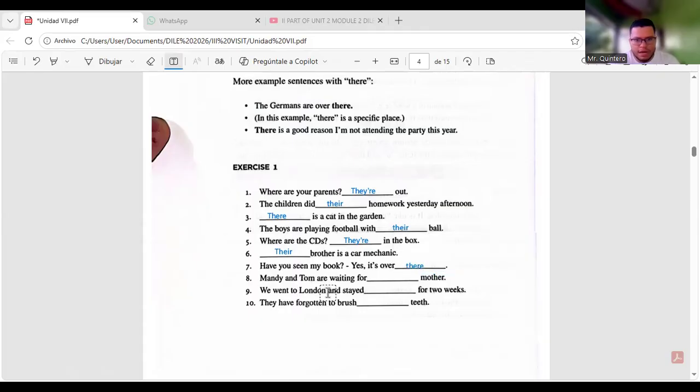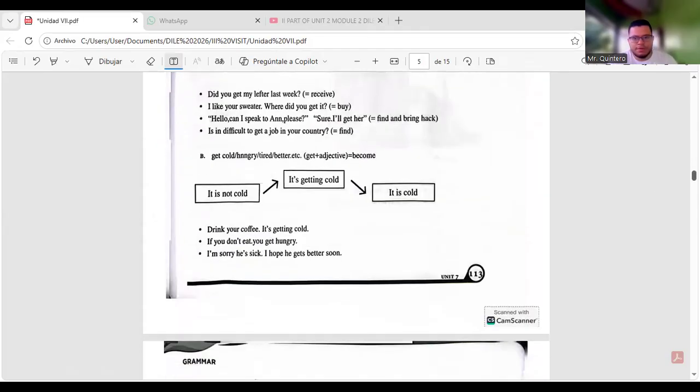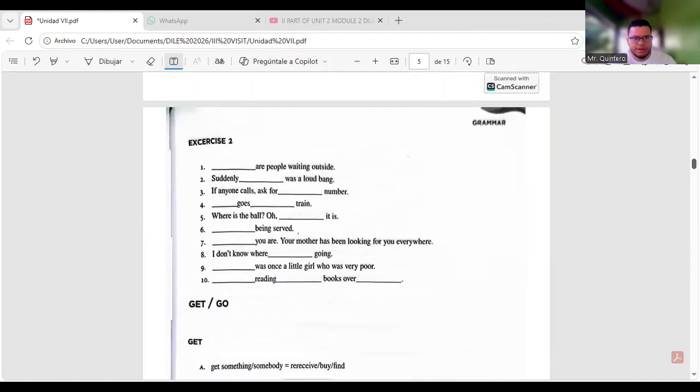Mandy and Tom are waiting for their mom. We went to London and stayed there for 2 weeks. Permanecimos ahí por 2 semanas. They have forgotten to brush their teeth. Y de esta manera vamos a completar estos ejercicios. Exercise number 2 lo van a hacer ustedes de la página número 113. Ahora vamos al siguiente tema.